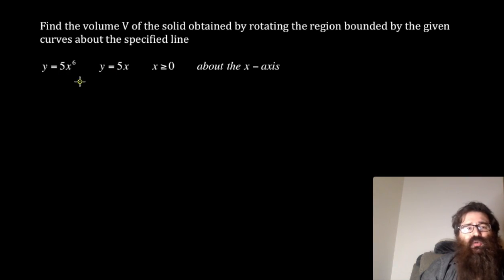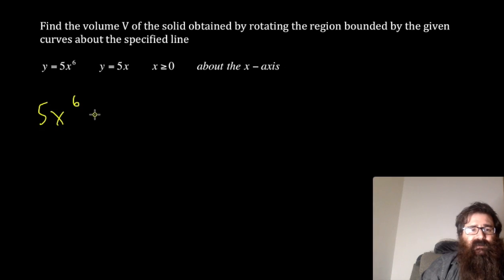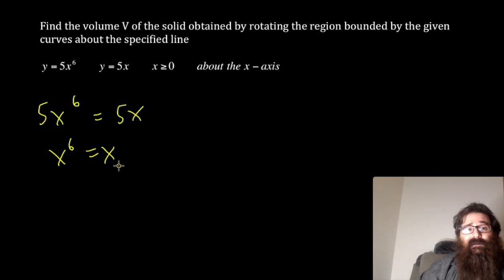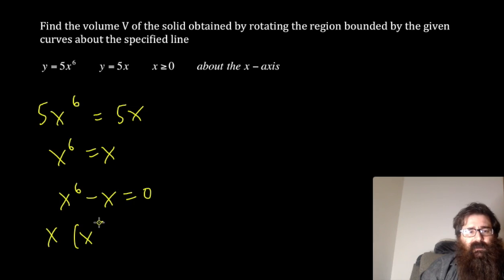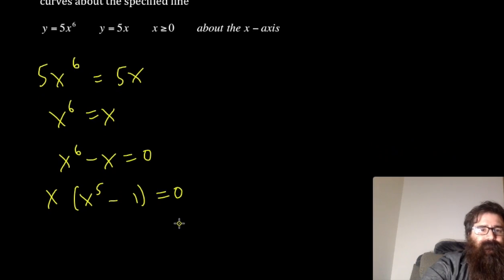Maybe before even doing that, I might want to find out where these two functions intersect. So what about the intersection? 5x to the 6th and 5x, set them equal. I can divide both sides by 5 right away, so x to the 6th equals x. I can subtract x over, so x to the 6th minus x equals 0. And I can factor x out. That leaves me with x to the 5th minus 1 equals 0.